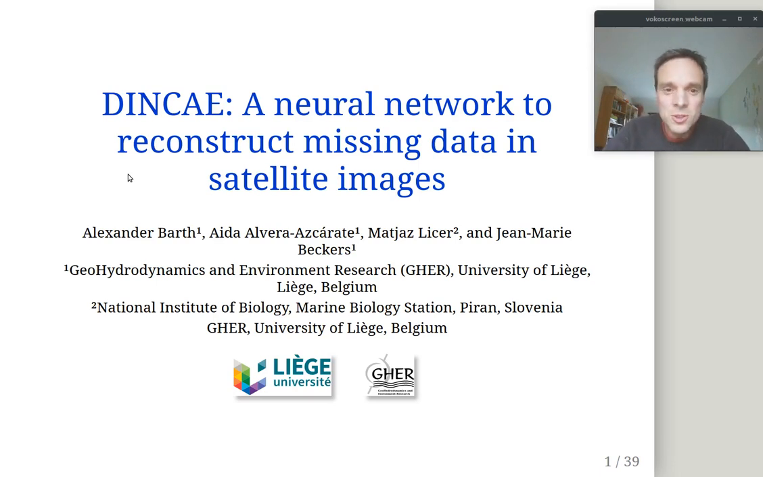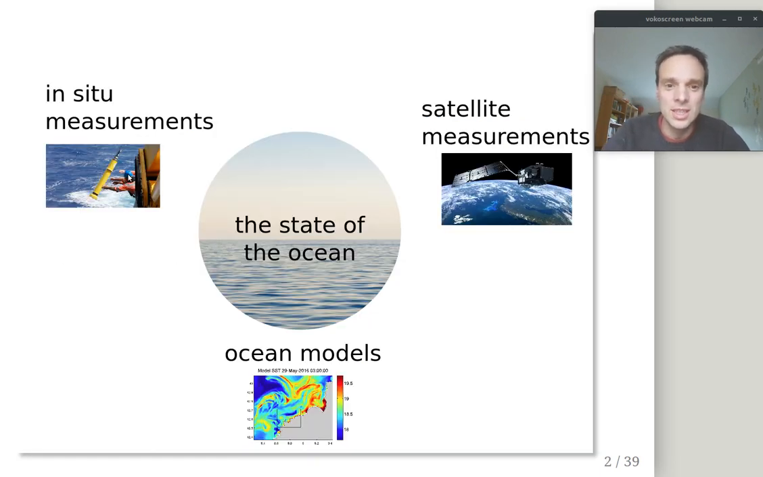I will speak today about the DINCAE, a neural network to reconstruct missing data in satellite images. The state of the ocean can be inferred in different ways: using in situ data, using satellite measurements, or using ocean models. And actually the technique to combine all these three approaches is called data assimilation.